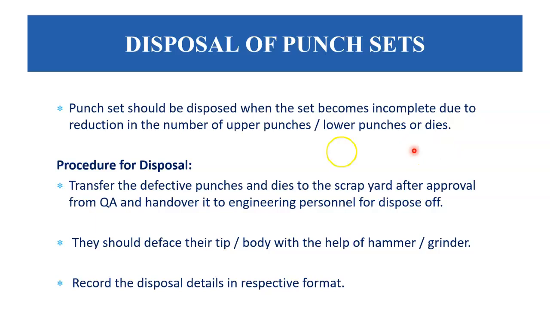The disposal process is to transfer the defective punches and dies to the scrap yard after approval from QA and hand it over to the engineering person for disposal. Then the engineering person should deface the tip and body with the help of hammer or grinder and record the disposal detail in the respective format.